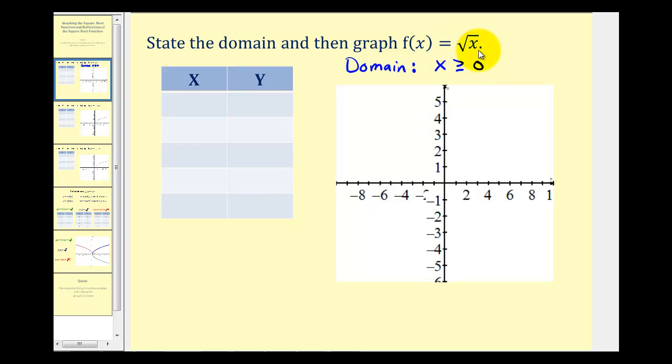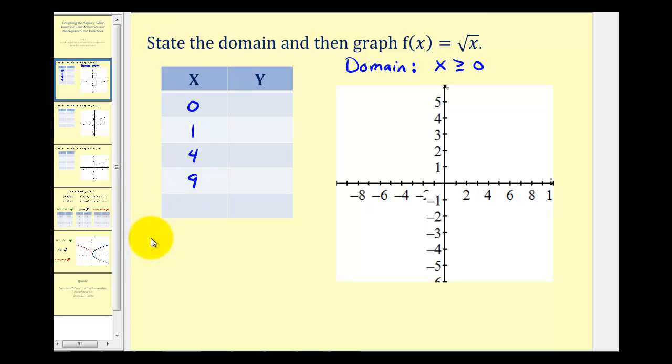Now to graph this function, we'll complete a table of values. We'll select x values, perform substitution, and then determine the corresponding y values. And since we'll be taking the square root of x, we'll select x values that are perfect squares. For example, 0 squared would be 0, 1 squared would be 1, 2 squared would be 4, 3 squared would be 9, and this should be enough to make a nice graph of the function.